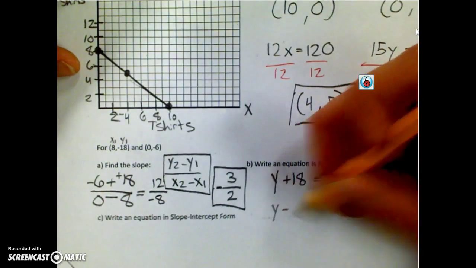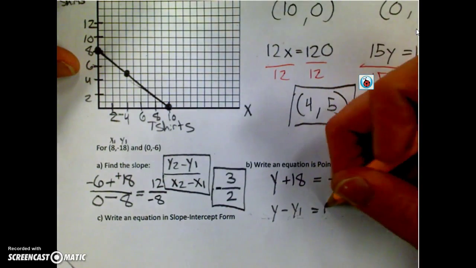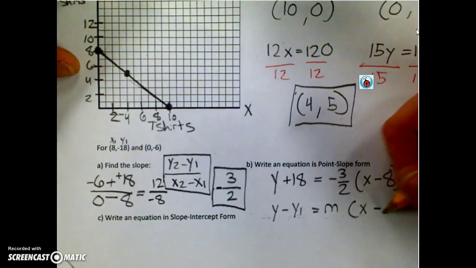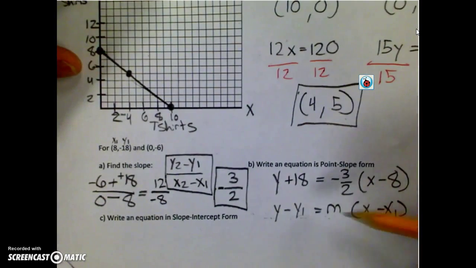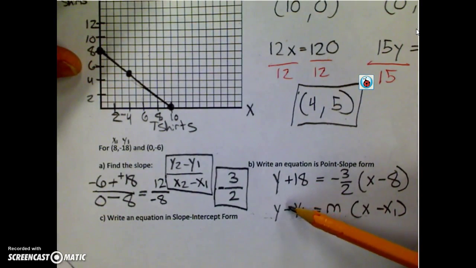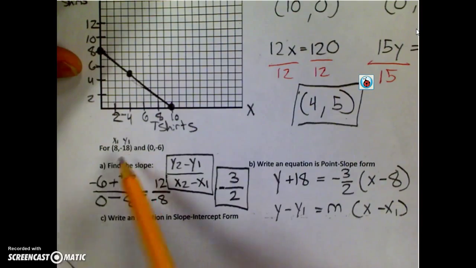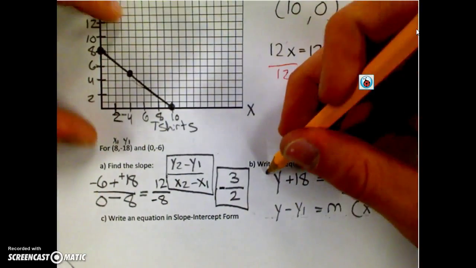Just remember our point slope is y minus y1 is equal to our m times our x minus x1. The reason this turned positive is because it became a negative with the formula and a negative with our 18 there.